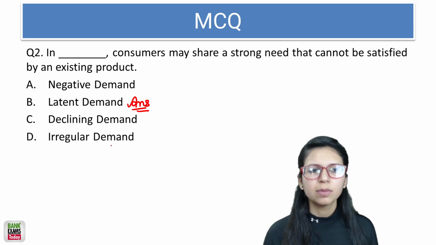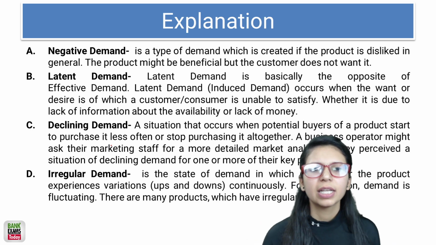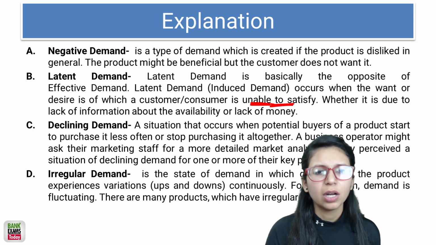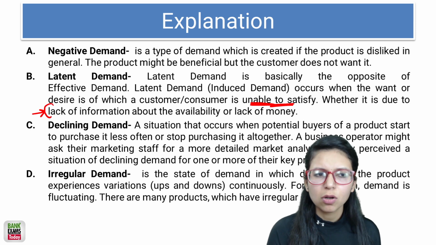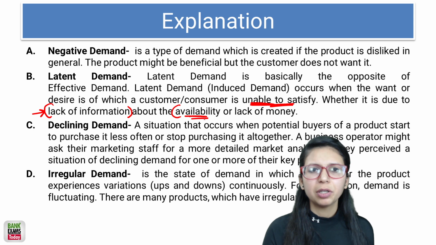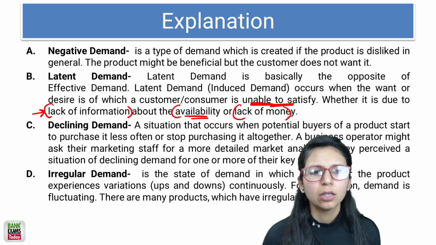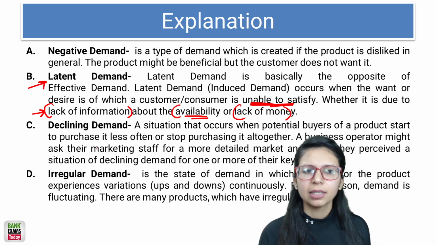Whenever you have some strong need and you are not able to satisfy it, that can be due to lack of information also, or availability. You don't know about the availability of the product, or you don't have sufficient money to buy that product, so that is why you remain unsatisfied. That is what is called latent demand.